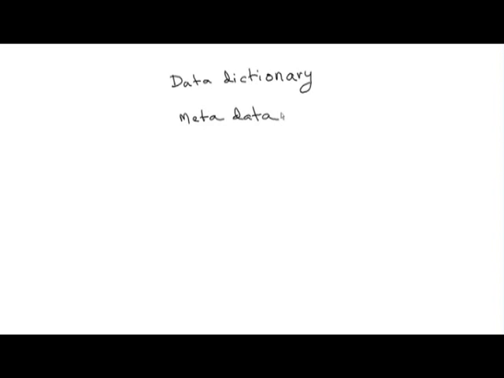So these are two terms which are relevant here. The data dictionary is a set of relations in the database which keep track of what all tables there are, what are their attribute names, types and constraints and so forth. All of this data is also called metadata because it is data about data.